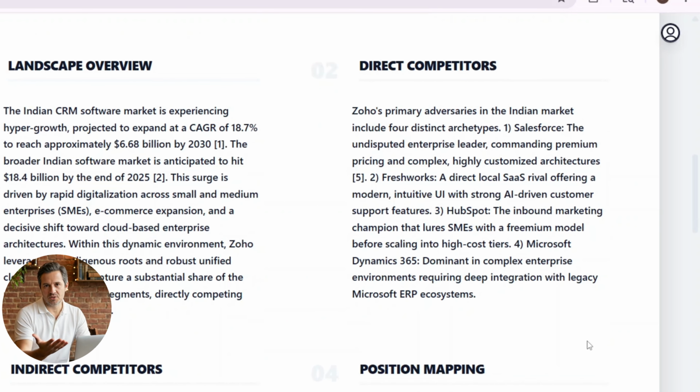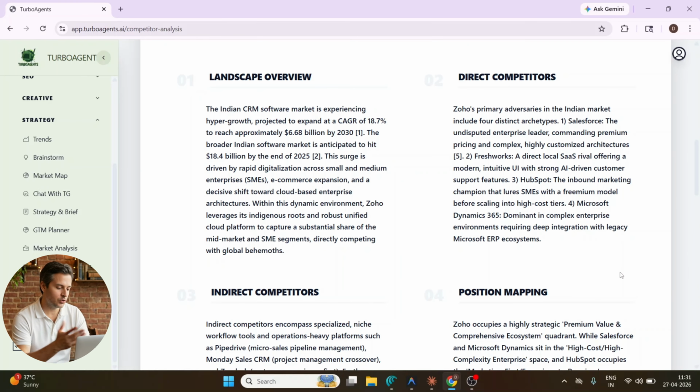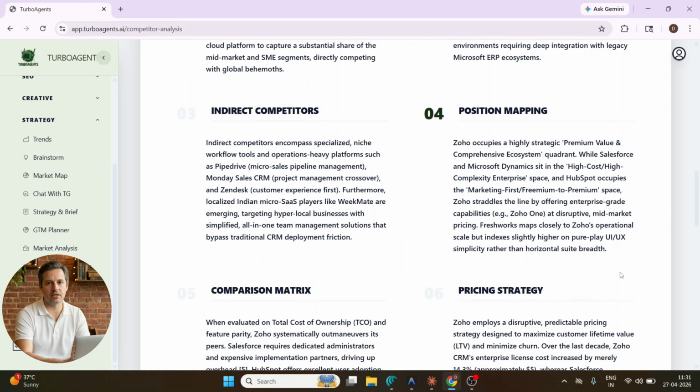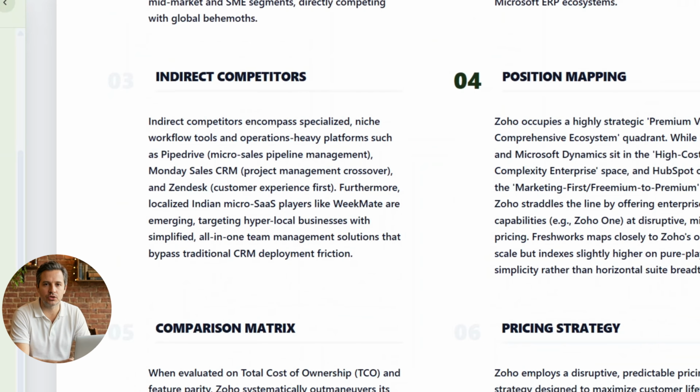Sections 2 and 3 break the competitor field into direct and indirect rivals. Salesforce is mapped as the undisputed enterprise leader with premium pricing and high deployment complexity. Freshworks is identified as the local SaaS rival indexing higher on UI simplicity and AI-native features. HubSpot is the freemium to premium inbound champion. Microsoft Dynamics dominates legacy enterprise environments. Indirect threats include Pipedrive, Monday Sales CRM, and emerging Indian micro SaaS players targeting hyperlocal businesses. That's a full competitive map, structured and ready.